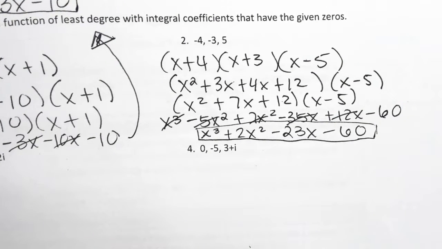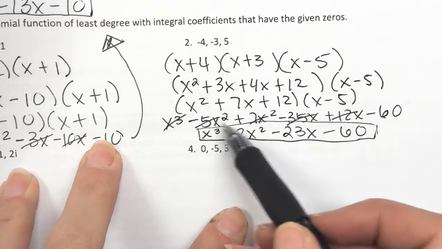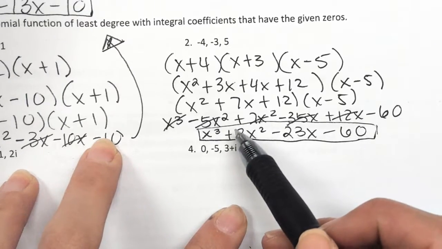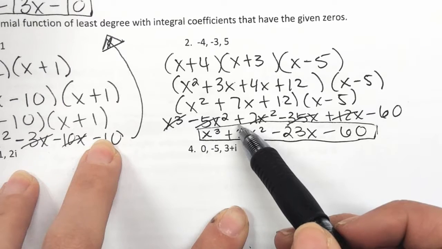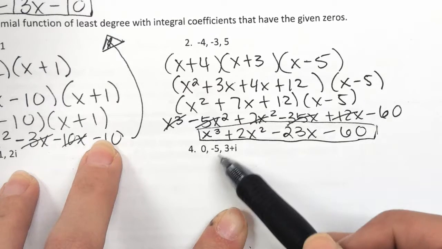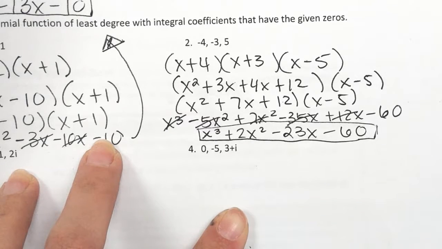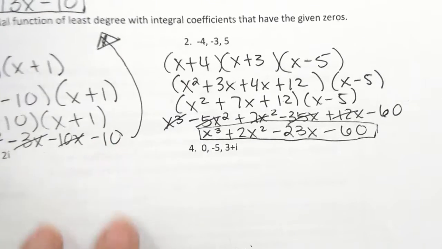Go ahead, Zach. How do you get the 2x squared? Right here. Did you get negative 5x squared plus 7x squared? Okay. So negative 5 plus 7 will be what? 2. And then you just bring down the x squared. You just add their coefficients. Any other questions? All right.